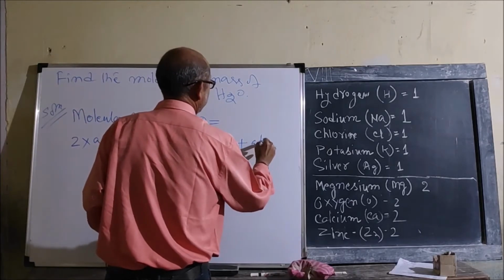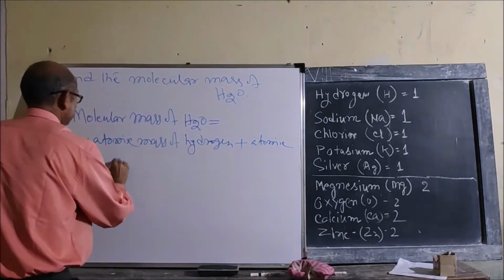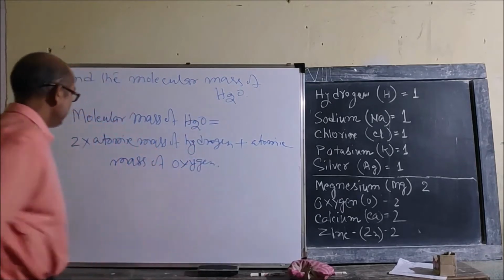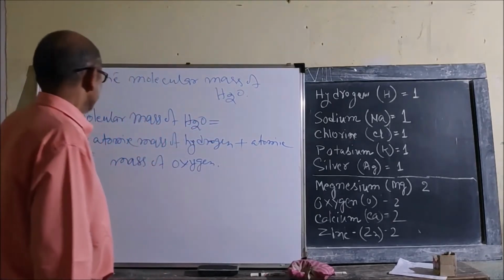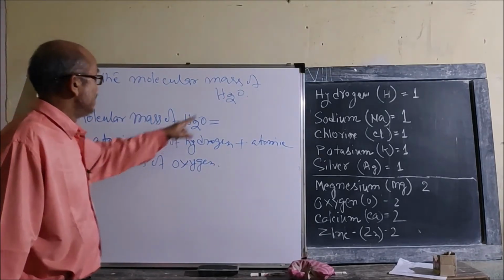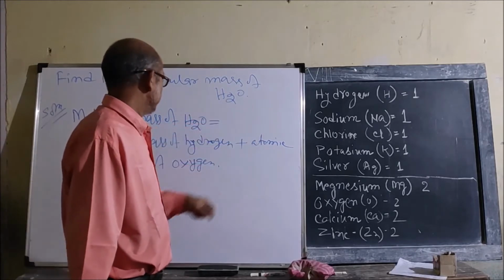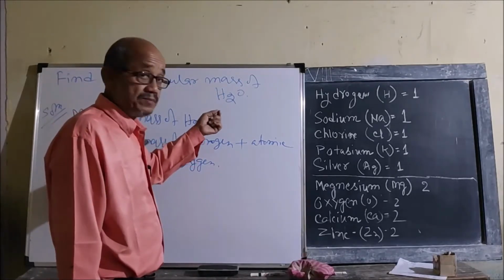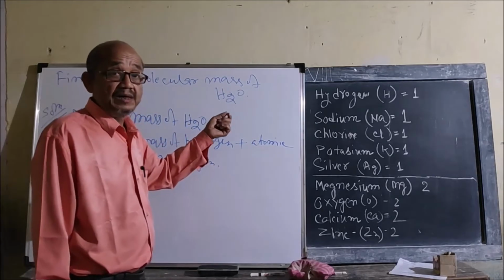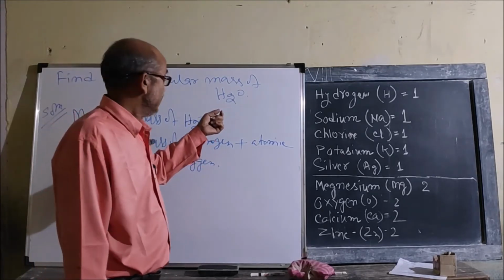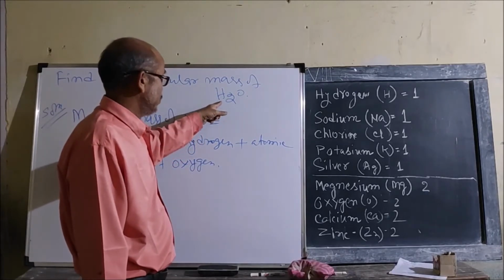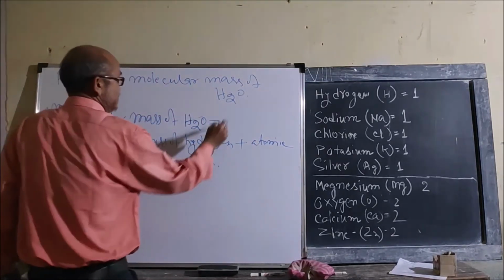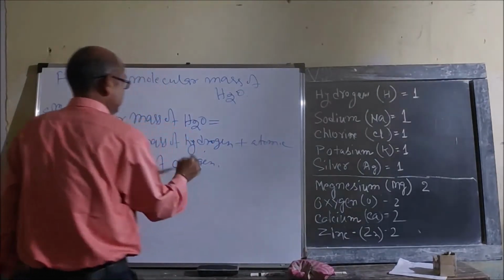plus... Molecular mass of water is equal to 2 into atomic mass of hydrogen plus atomic mass of oxygen. That is the sum of the atomic masses of all the atoms present in the molecule. Here you see the atomic mass of hydrogen, the number of atoms is 2. So 2 into atomic mass of hydrogen plus, there is no number, so atomic mass of the oxygen.